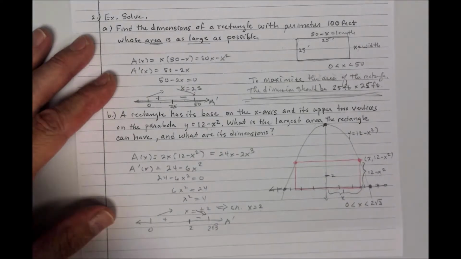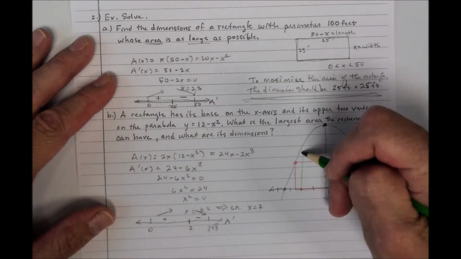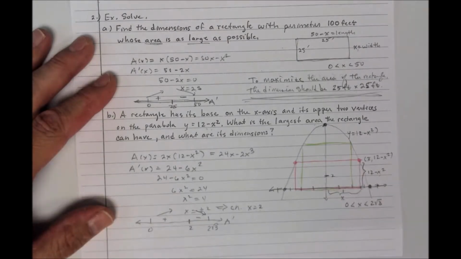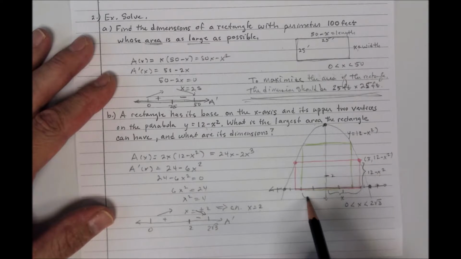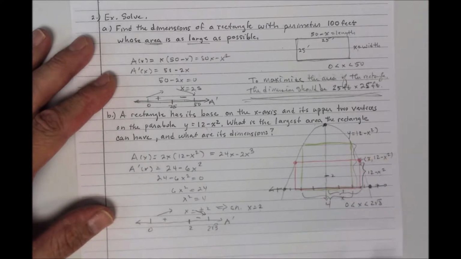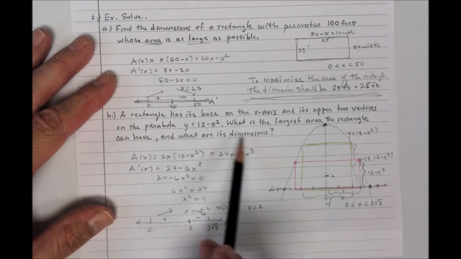So what it's going to actually look like, here's 2, it's going to look more like this for a rectangle there. So this is going to be 2 here, so that means the base is going to be 4. So all of this is 4, and then this was 8. So it's not a square this time, it's a rectangle, kind of a 2-to-1 ratio, 8 and 4. So it says, what is the largest area that the rectangle can have, and what are its dimensions?